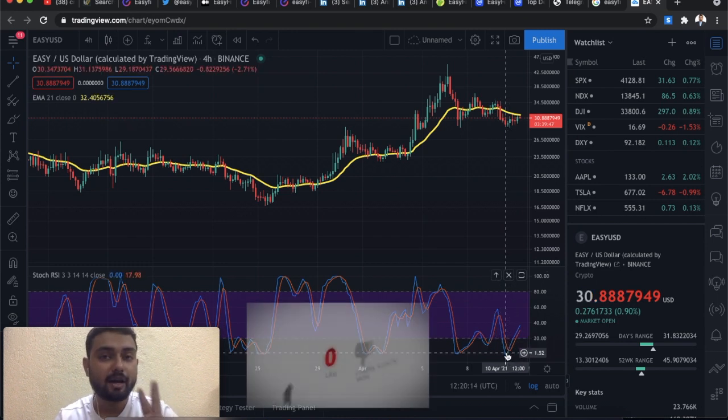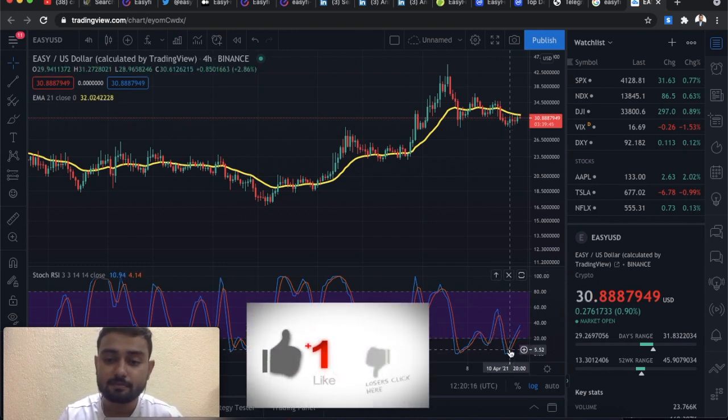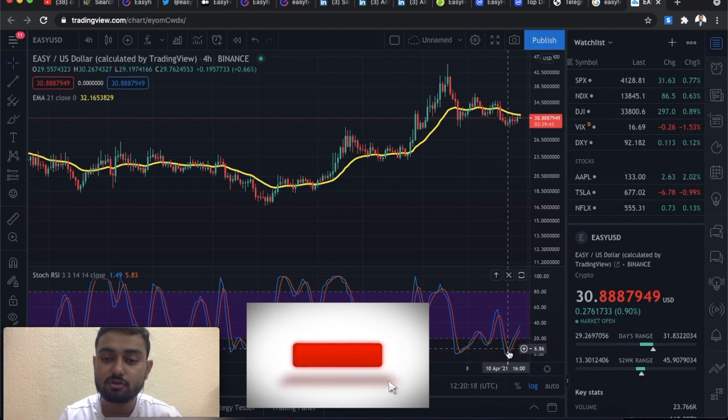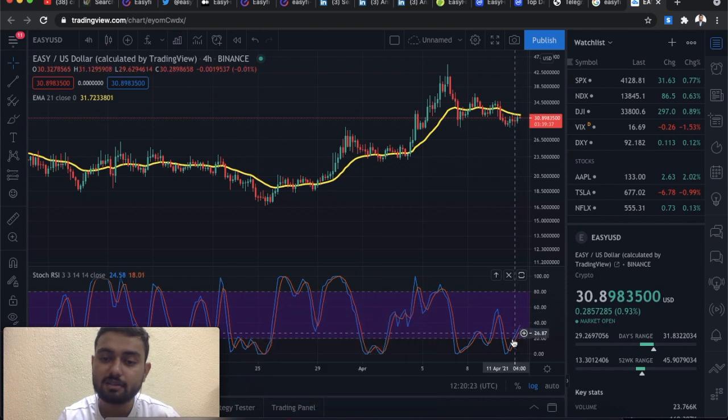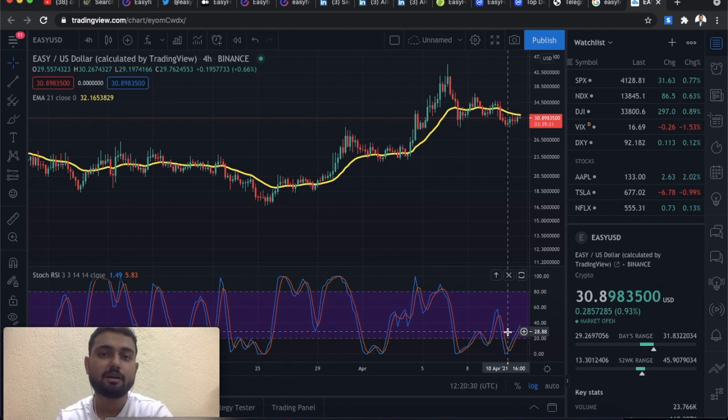There are two factors that we need to consider. Number one, the blue line has to cross over the red line. Number two, after crossing the red line, it has to enter the zone from 20 and above. That is when it becomes the most effective, right?